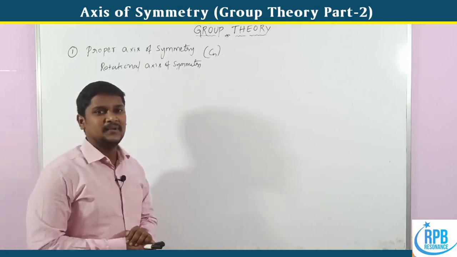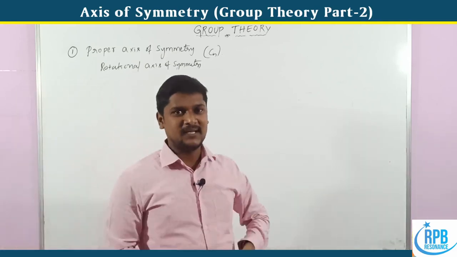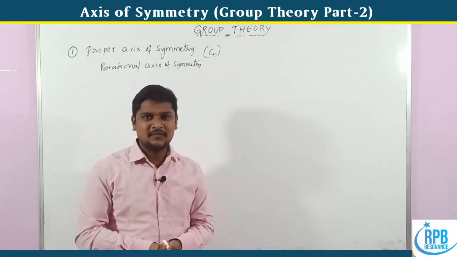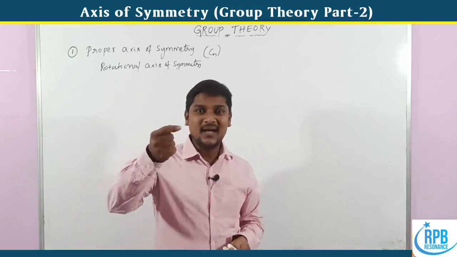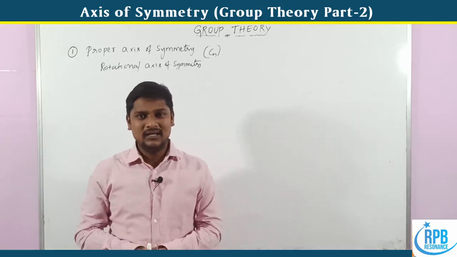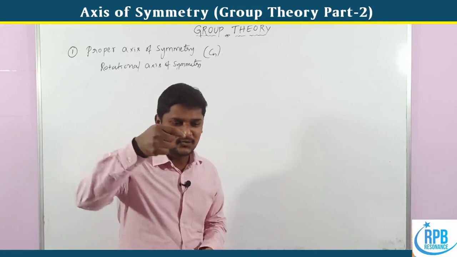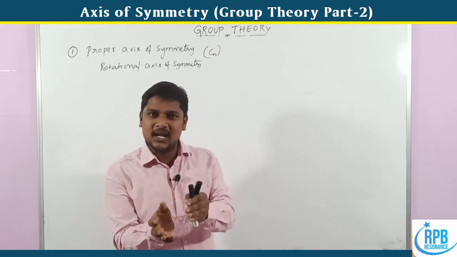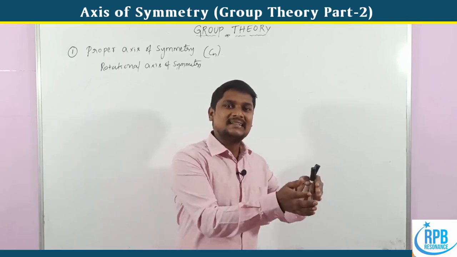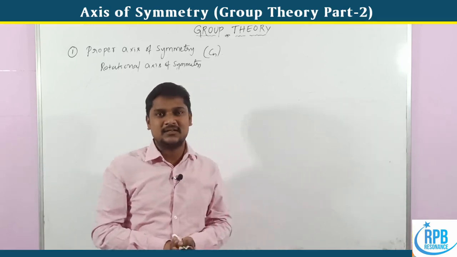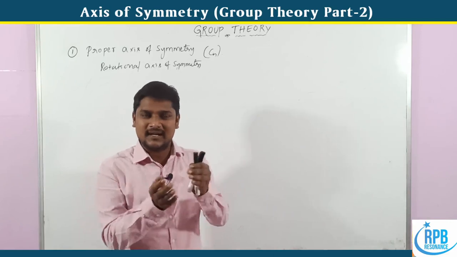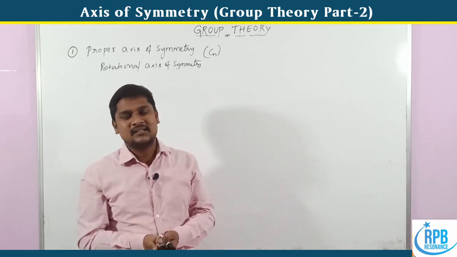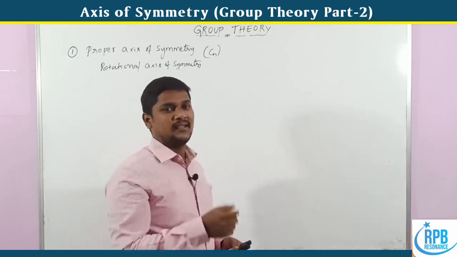It is simply represented as Cn. The definition of proper axis of symmetry is nothing but an imaginary axis passing through the molecule, about which a rotational operation carried out results in an equivalent configuration. That rotation is simply noted as the proper axis of symmetry.